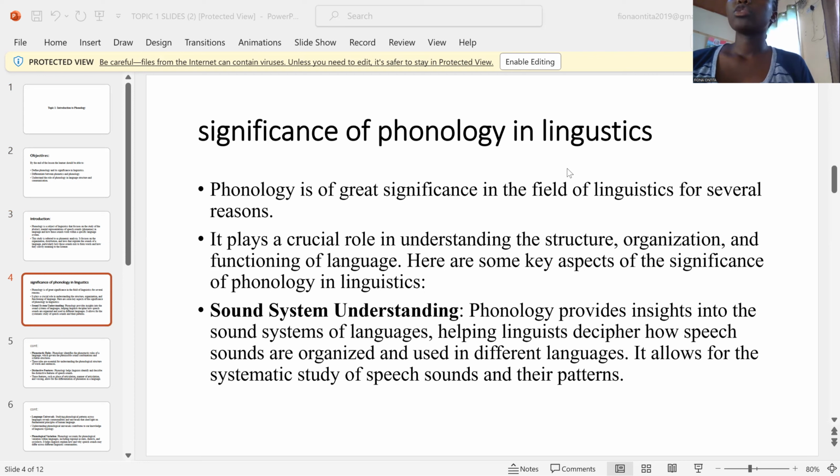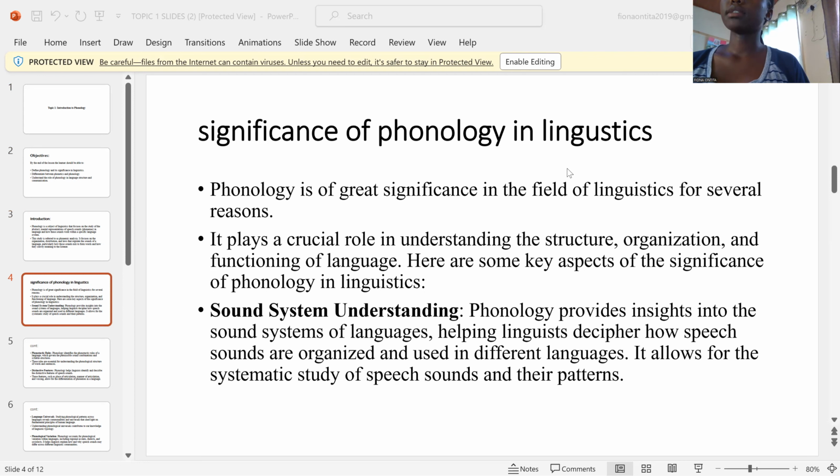To the significance of phonology in linguistics. Phonology is of great significance in the field of linguistics for several reasons. It plays a crucial role in understanding the structure, organization, and functioning of language. So here are some key aspects of the significance of phonology in linguistics.